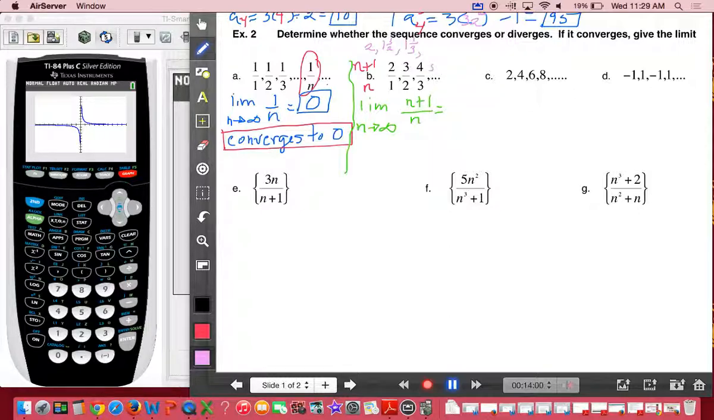5 over 4, right? So that would be 1 and 1/4, and we'll do one more. The next one would be 6 over 5. And that value would be 1 and 1/5.